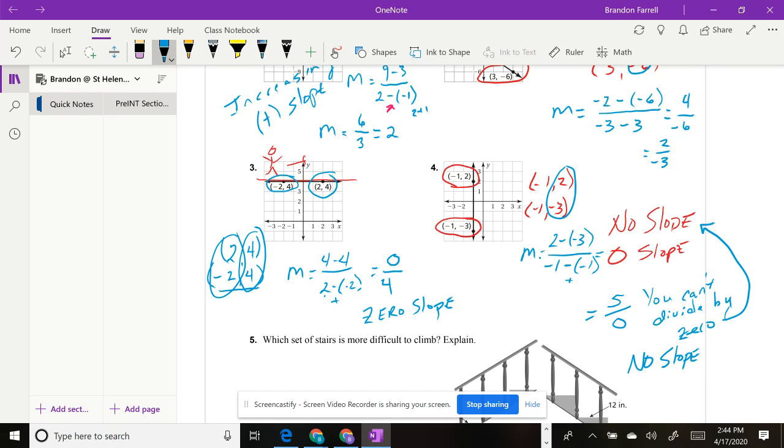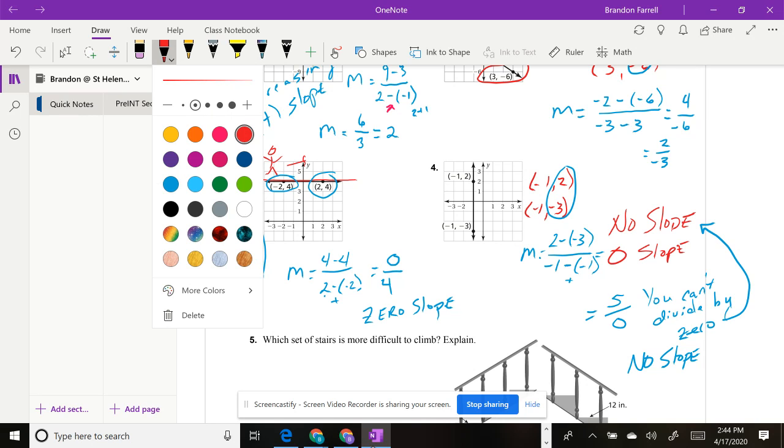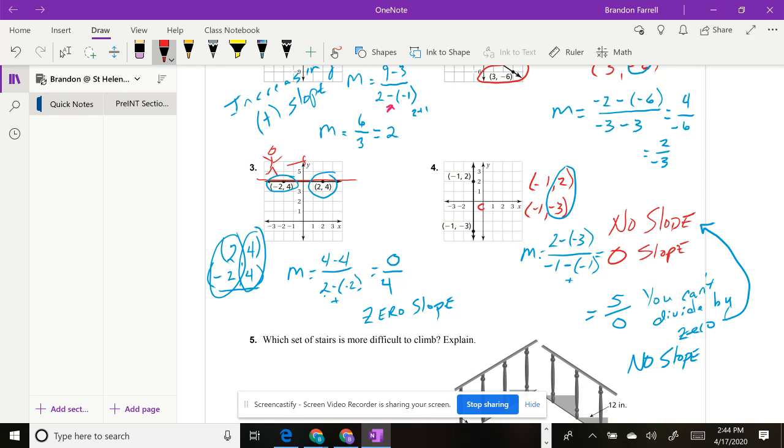And if you simply looked at the concept of whether you could walk this way, you would run into that wall. You could not Spider-Man up this wall. You cannot do that. So we don't really consider a vertical line to have a slope, because you're not able to walk up or down this line.